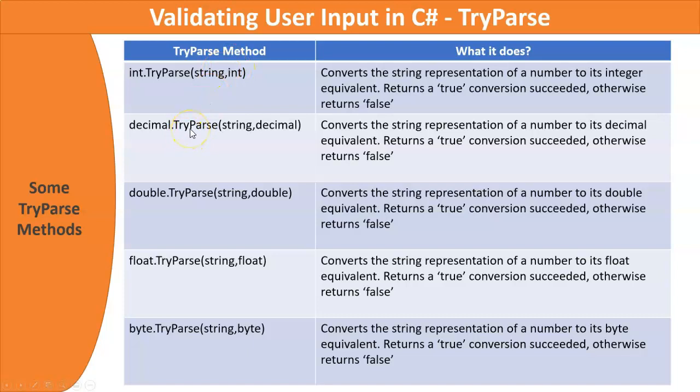Decimal.TryParse will convert the string representation of a number into its decimal format. Similarly, double.TryParse converts a string representation of a numerical data into double type data. Float.TryParse converts a string representation of a numerical data into float type data. Byte.TryParse converts a string representation of a number into a byte type data.